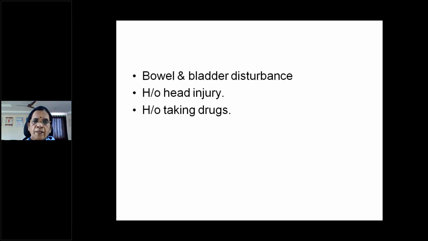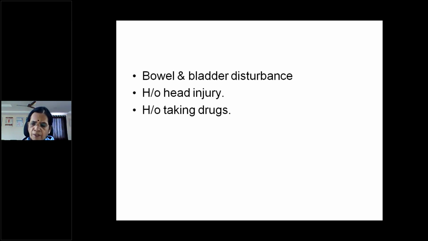You can confirm the diagnosis of head injury. Next is the history of taking drugs. Psychotropic drugs can produce symptoms, or metabolic causes like alcoholism, or any anxiety or antidepressant drugs. There are so many drugs which can produce bleeding manifestations in a patient, such as anticoagulants, antiplatelets like aspirin. These may produce hemorrhage, and the patient may have a neurological deficit.